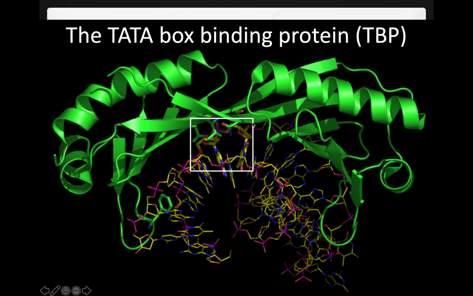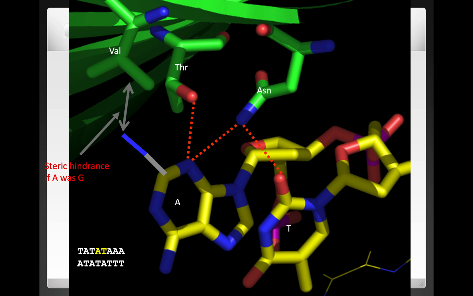Taking a look at what we have seen just now, let's have a look at the top part. This is what happens when there is a steric hindrance, if the A was a G, as over here. The TATA box sometimes could have a different variation, but it would prefer an A. If it is a G, there would be a steric hindrance, which means that it will not bind as tightly, or recognize as well as it should if it was an A. It will still recognize it, but not as well, because by right it should be an A.